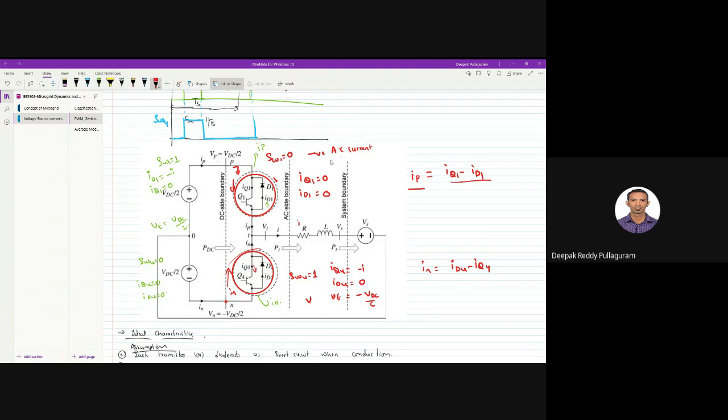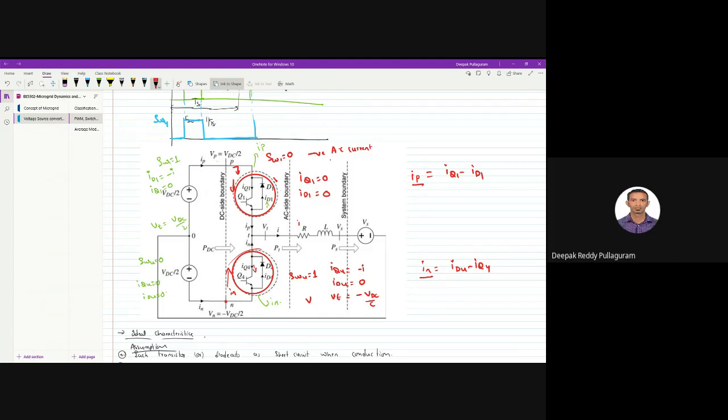We don't worry about this ID1 and IQ1. What we worry about is IP, the net current that is flowing through the switch cell. Similarly, the net current that's flowing through the bottom switch cell. We are not worried about the transistor or diode current, rather we are worried about the combination of that. So that's why we want to take the entire switch current only, not individual currents. Okay, sir.